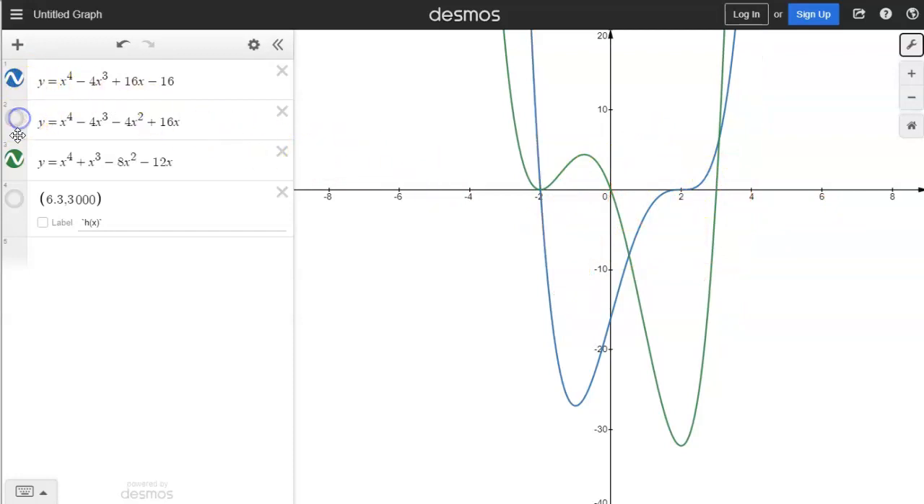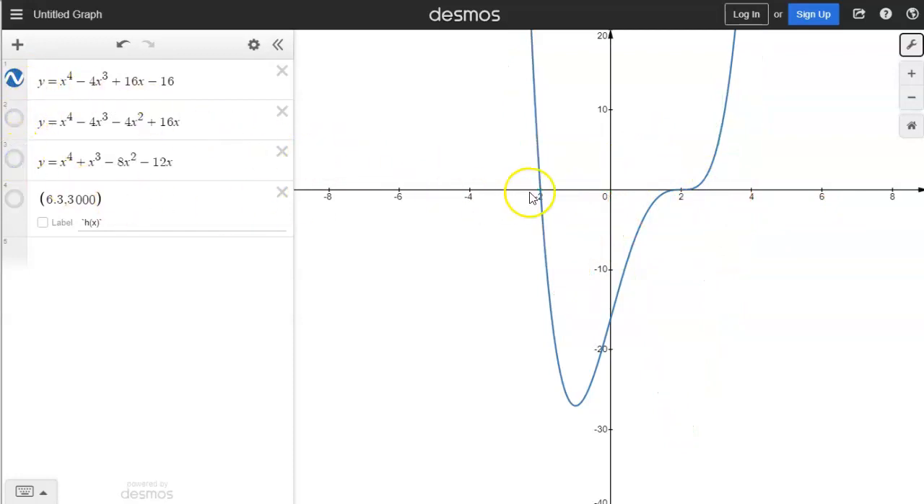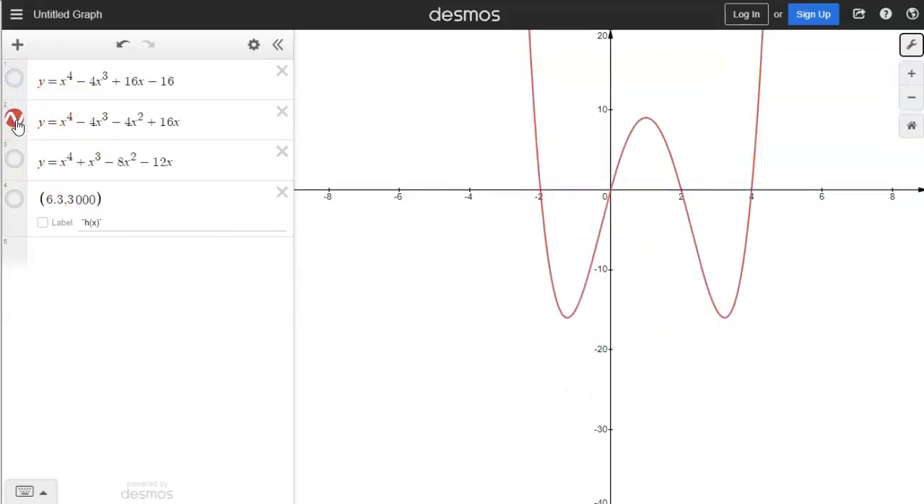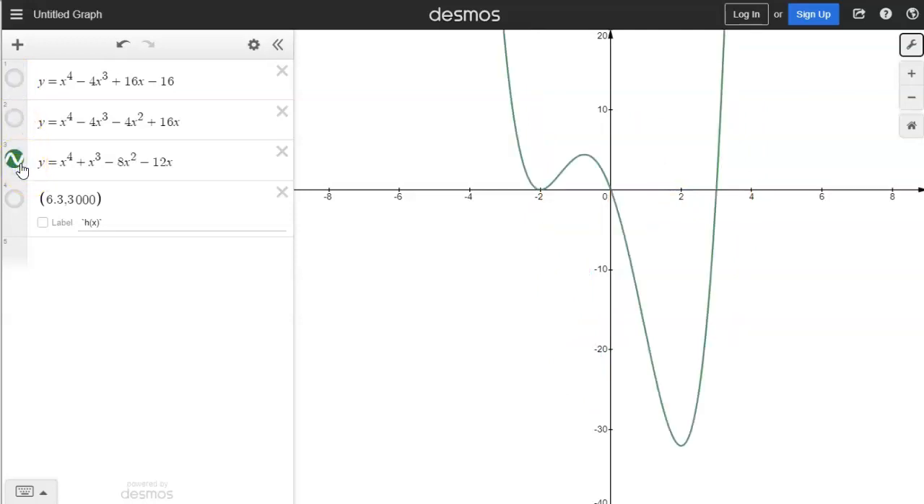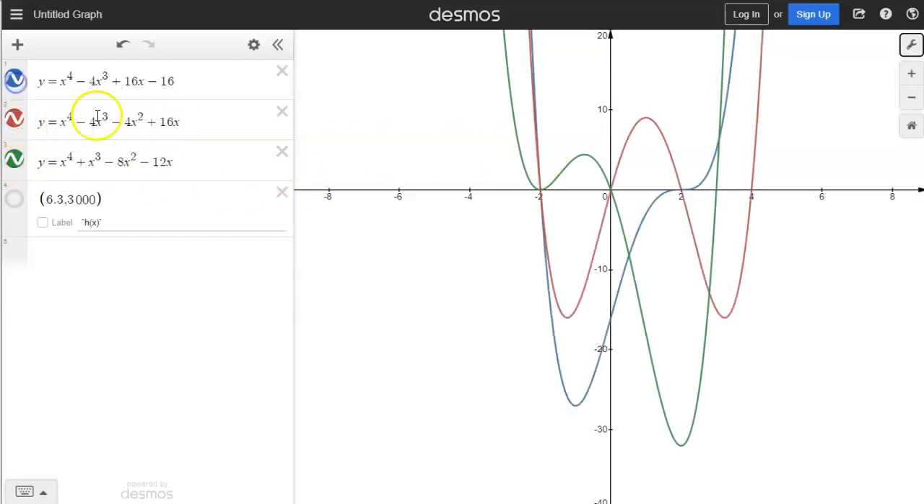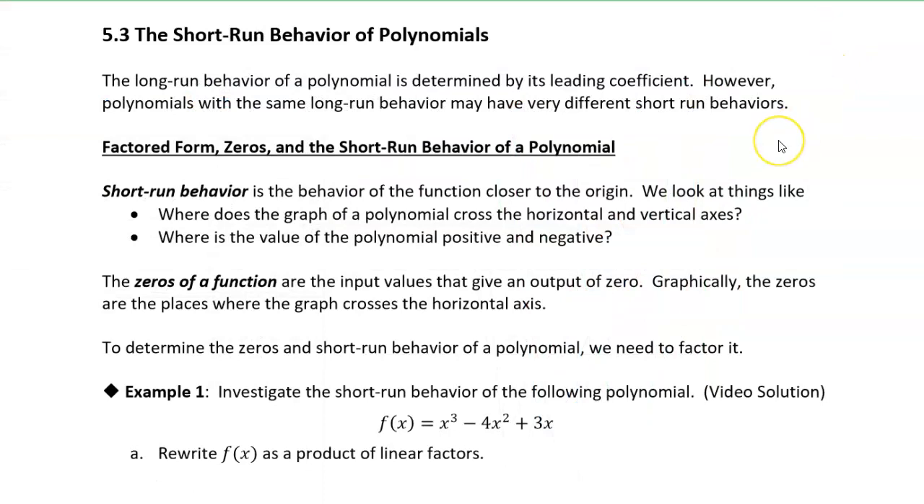If I turn off some of these functions, now you can see the first function looks like that. If I turn that one on and turn this one on, the next function looks like that. And I'll turn that one on and turn this one off, on and off. Then they look very, very different in the short run. So that's the idea here, we're looking at the behavior of these polynomials in the short run, so closer to the origin than infinity, which is sort of relative.